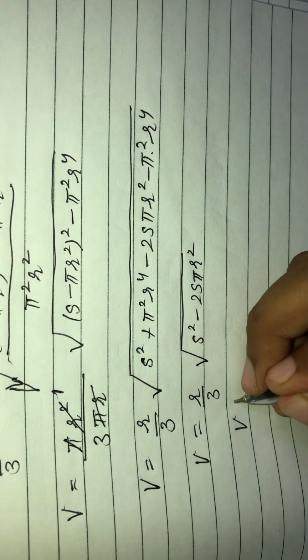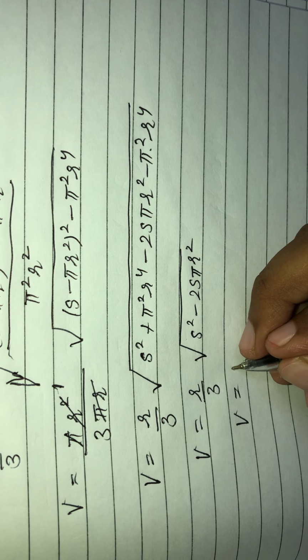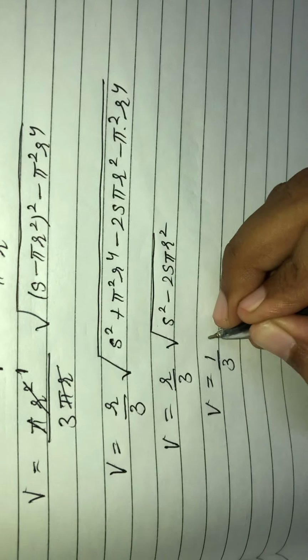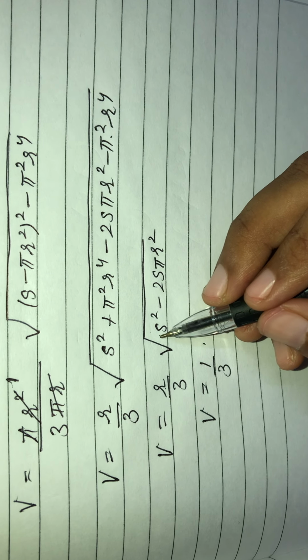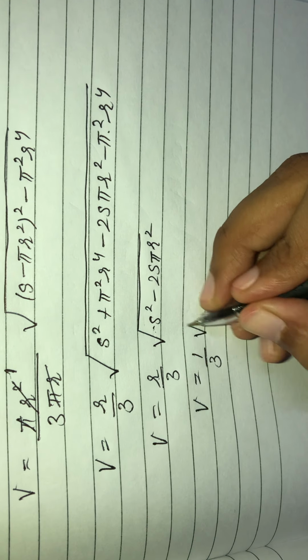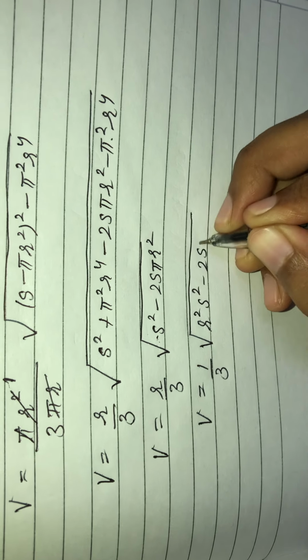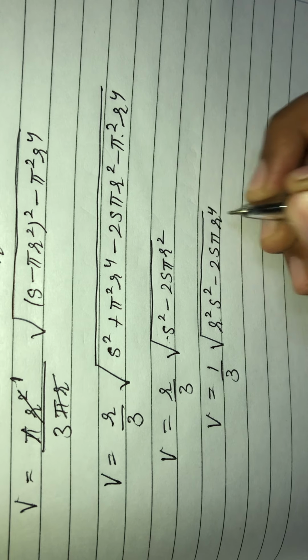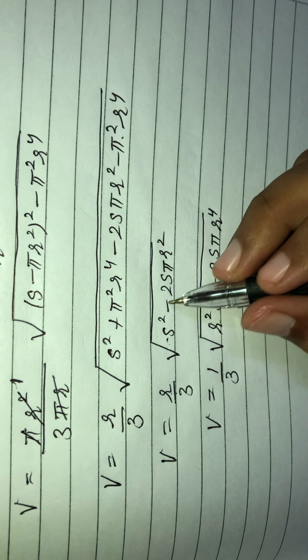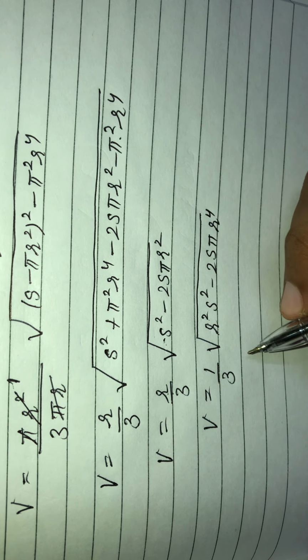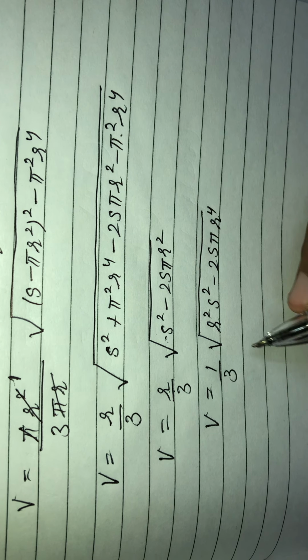So v is 1 by 3. Okay, if I take r inside, this will become r square. So finally what I am getting? r square s square minus 2s pi r^4. I have taken r inside, under root is given, so it will become r square. So after getting this, v will be this.